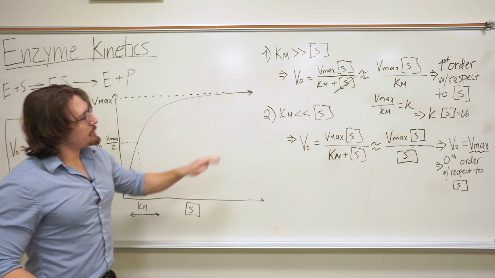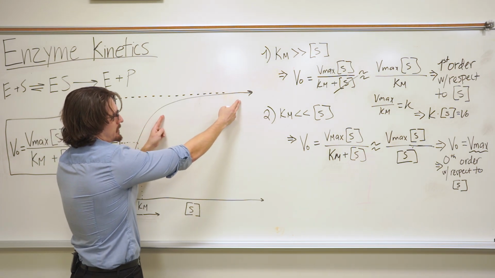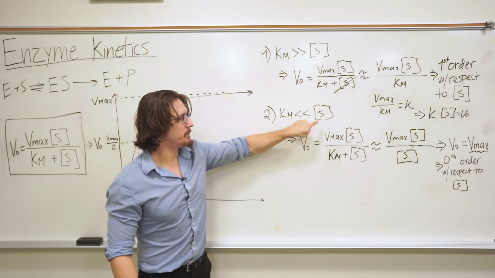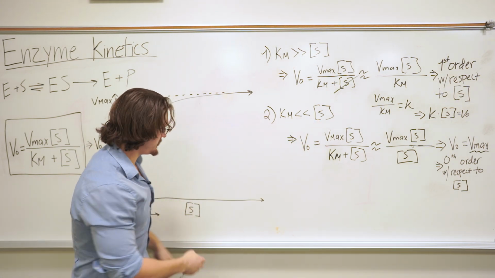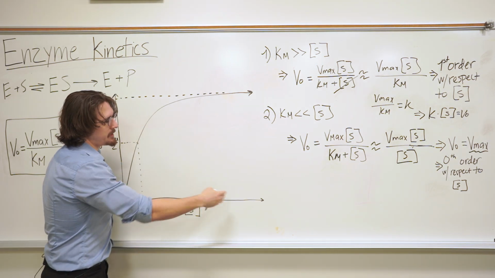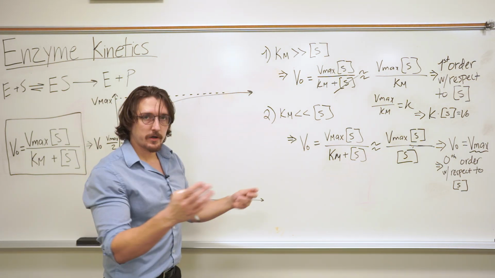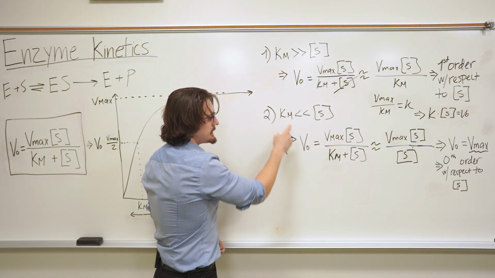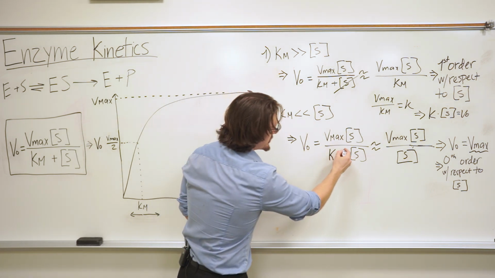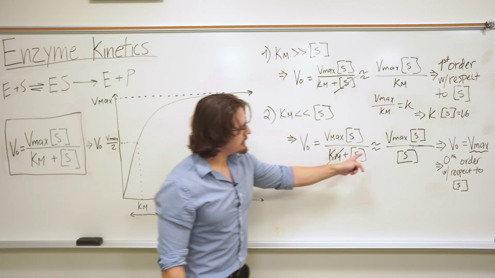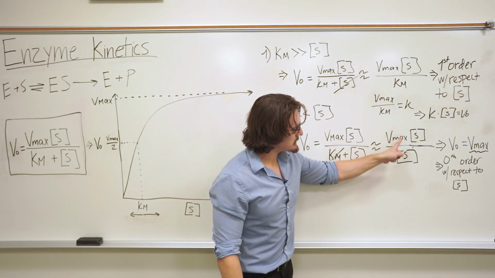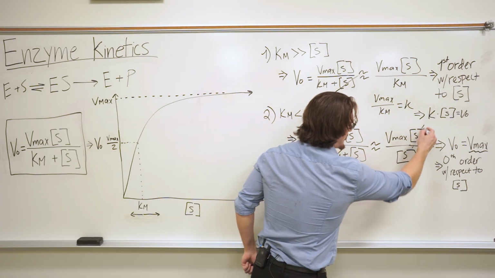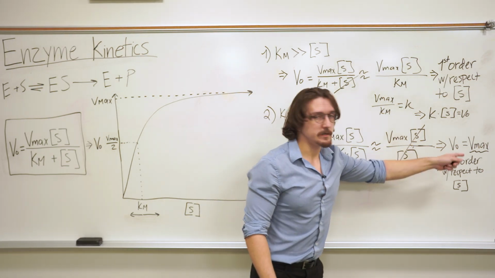Then we're going to examine this part of the curve right here. Here, Km is now much smaller than the substrate concentration, because we've increased the substrate concentration much greater. So we do the same thing. V naught is equal to the Michaelis-Menten equation, but in this case it's Km that's negligible, so we say this is pretty much equal to 0. Then this equation is approximately Vmax times the substrate concentration divided by that substrate concentration. So these cancel out, and V naught is equal to Vmax.